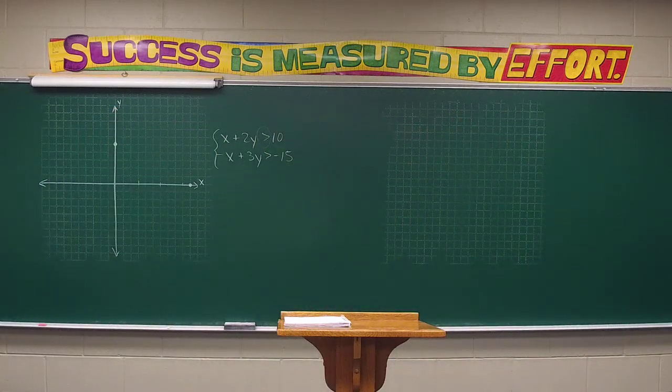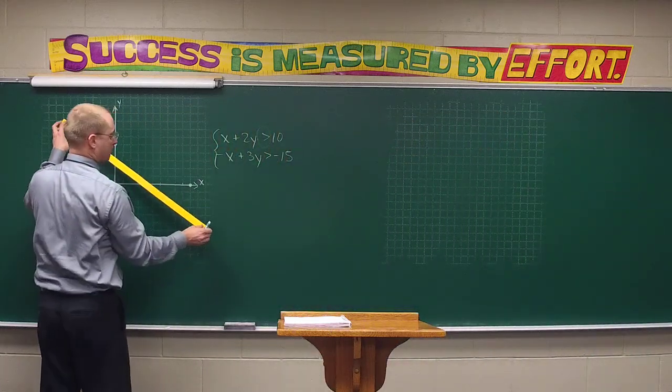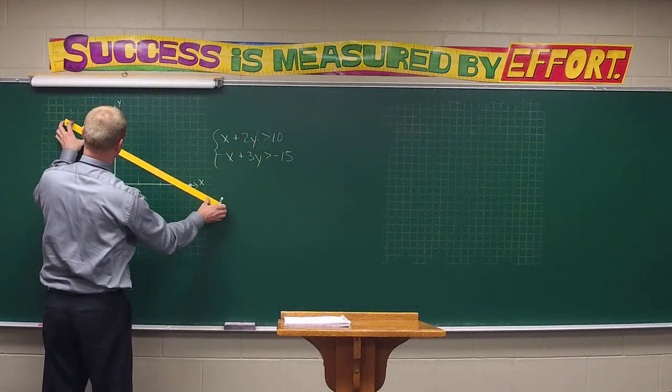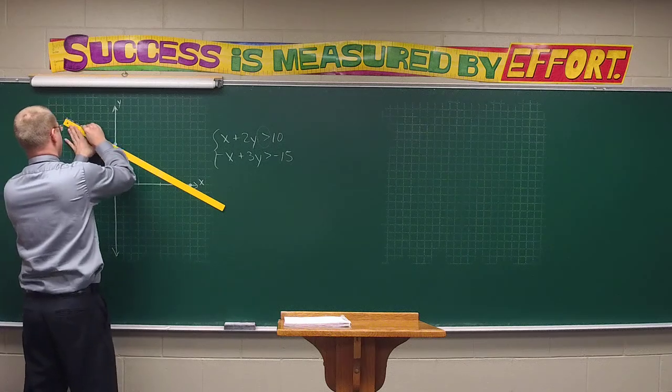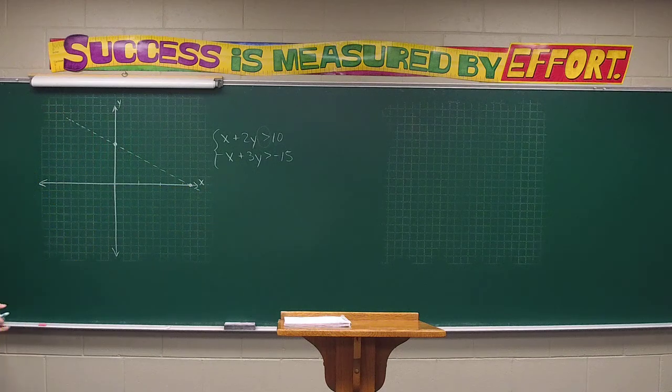Of course, we could do slope-intercept form as well, but it was easier to do intercepts here. The next one is not going to be, though. The next one I'm going to do slope-intercept form. So we do it as a dashed line. And again, that's part of it, but we also have to get the shading.